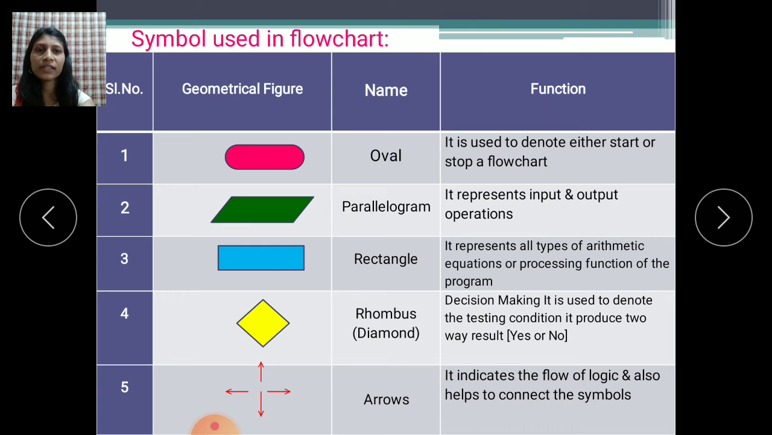Then the second one is called a parallelogram. The name of this diagram is a parallelogram. Then it represents input or output operations.